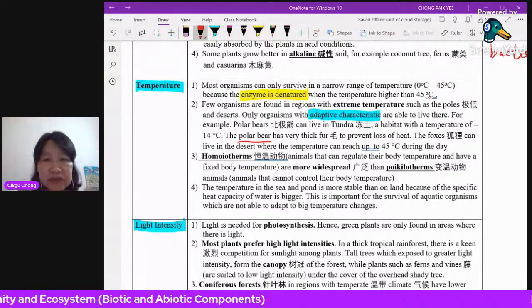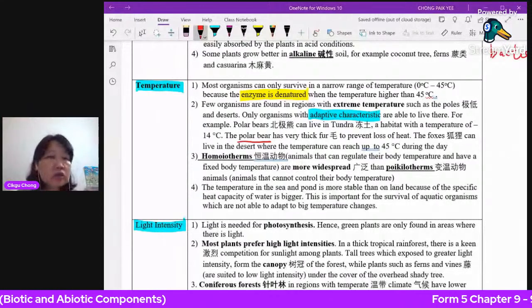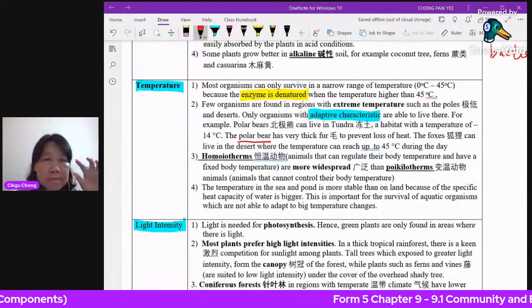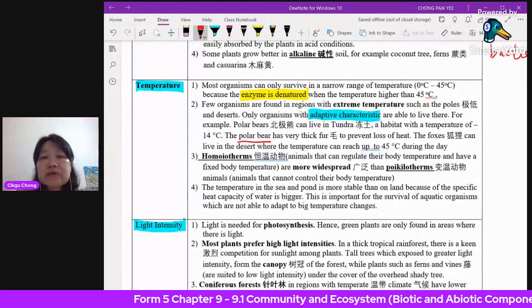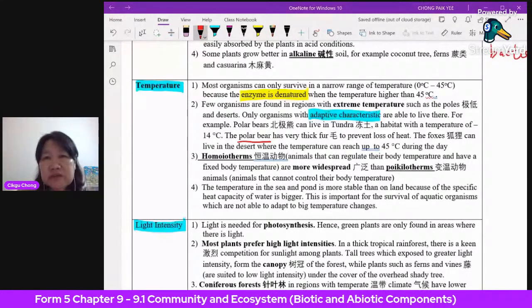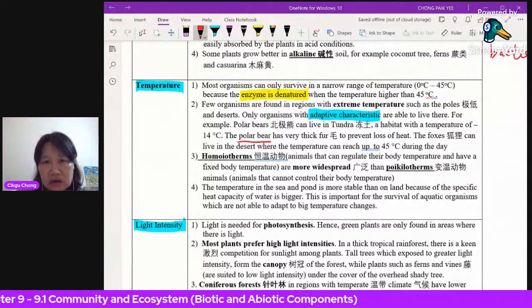Because they have very thick fur, they prevent loss of heat. And they also have a few inches of blubber. Blubber is the fat underneath the skin. So they are able to preserve their heat, insulate their heat against all this, all right?